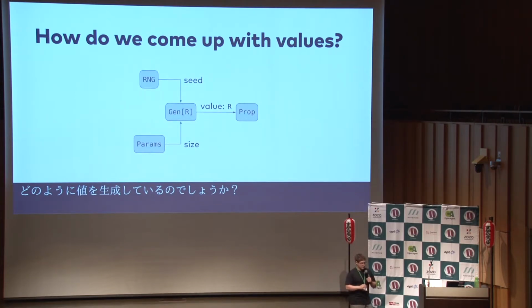So the generator takes a size as an input, which tells it the size of the thing that it should generate. So if you have a generator for lists, and the size is 10, it will always generate lists of size 10. If the size is 5, it will generate lists of size 5. And then when the value comes out of this, it will be stuffed into the property and evaluated.